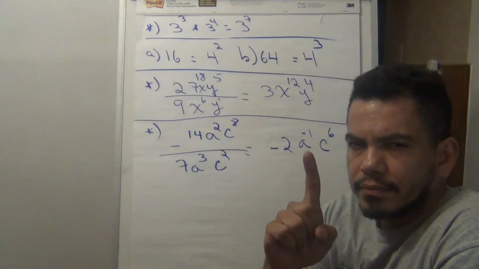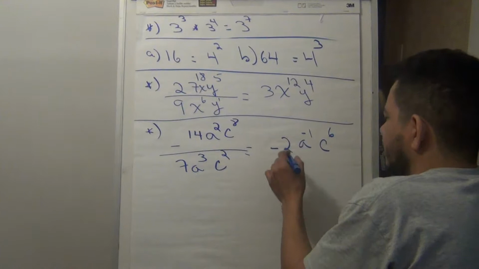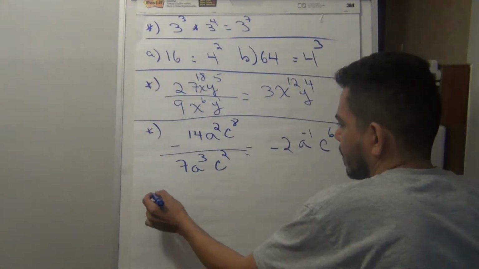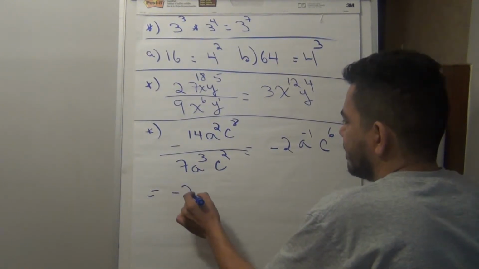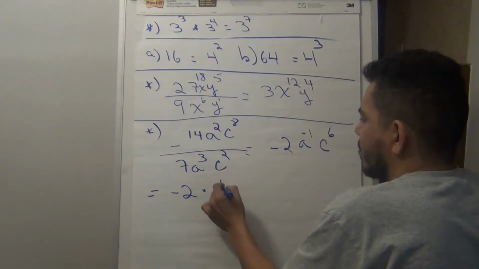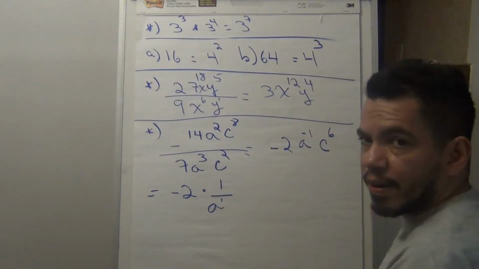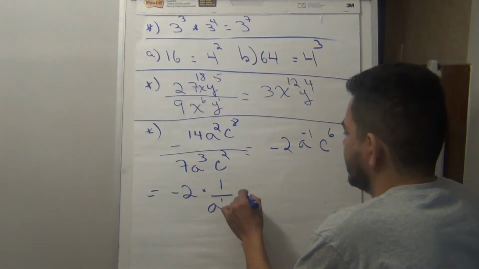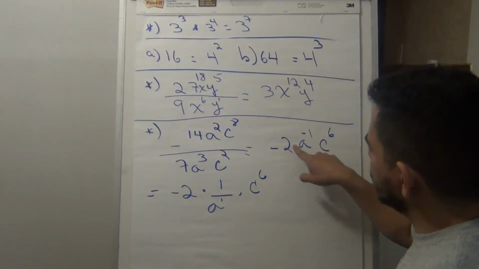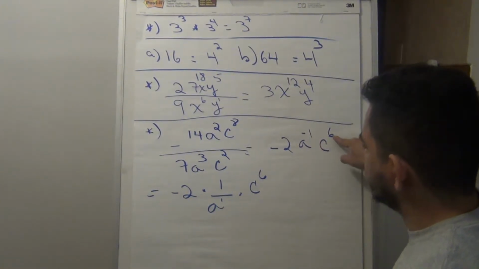Now, the moment that you've been waiting for. How can I rewrite this? Well, negative 2 is multiplying a to the negative 1, so it's going to be negative 2 times a to the negative 1. We already agree and we understood why it was a to the positive 1 times c to the 6. Remember, this is a multiplication. Negative 2 times the variable a to the negative 1 times the variable c to the 6th power.